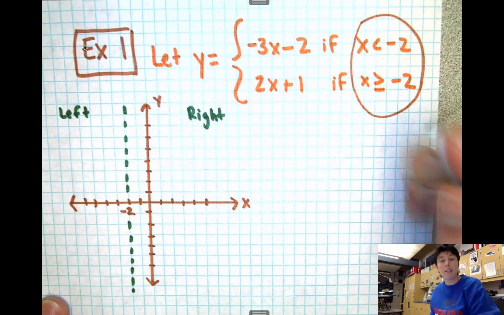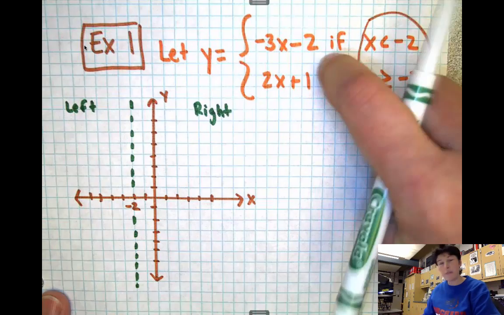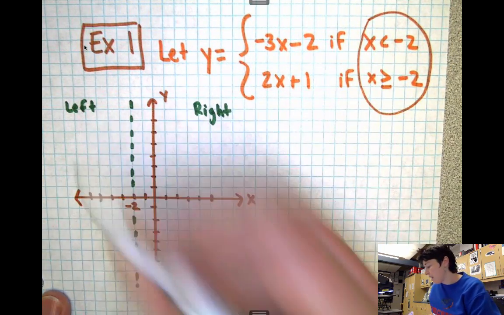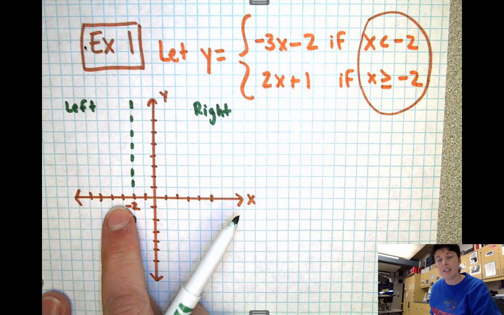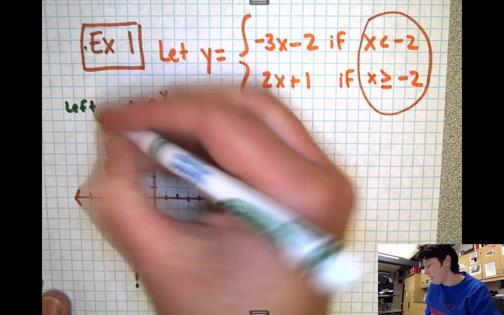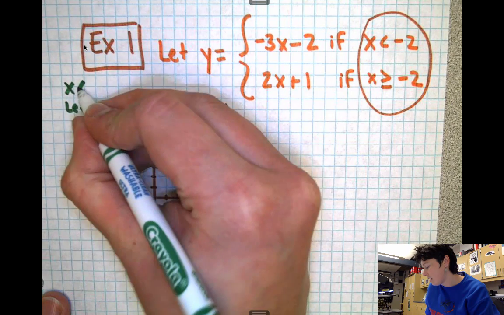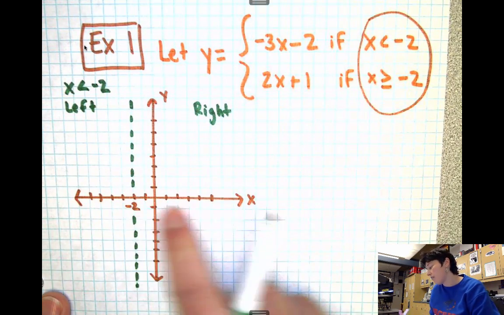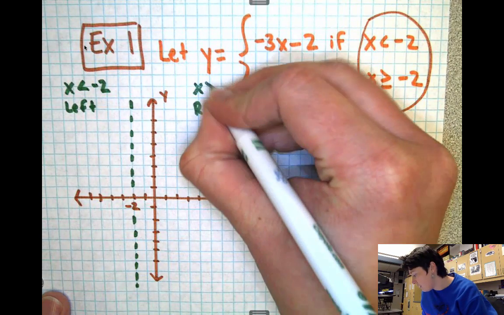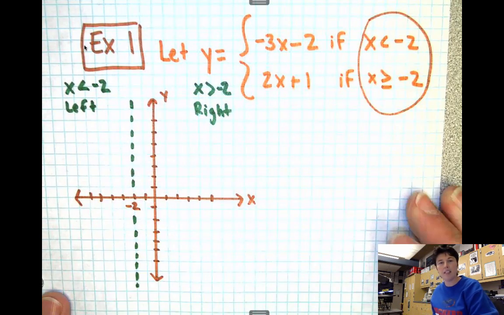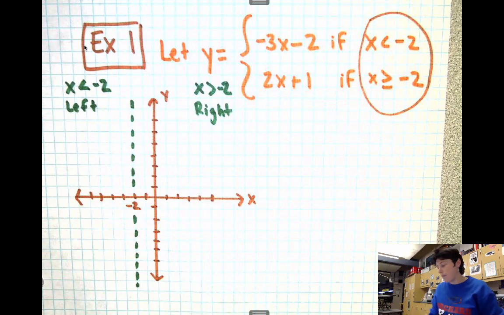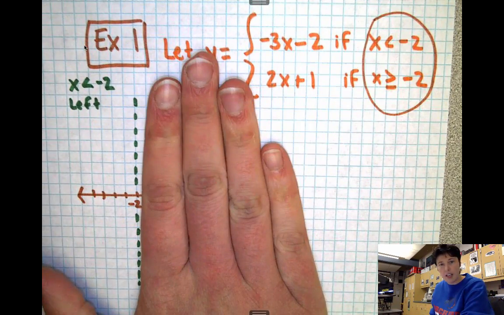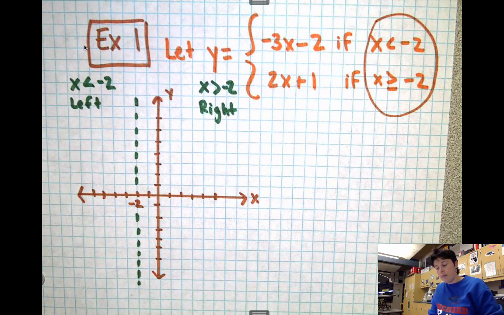Each side's going to have a different equation, specifically coming from these two equations, this rule. The left side is all the values on the x-axis that are less than -2. So when I say left, I'm talking about x is less than -2. And when I say right, I'm talking about all the greater than values. This is x is greater than -2 on the right side. So I've now split the graph up into a less than side and a greater than side. And so now, here comes the work.